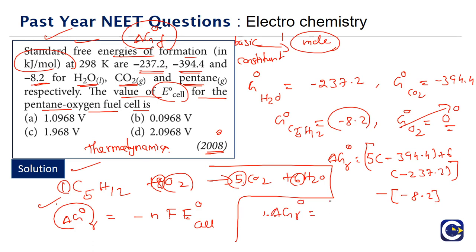del G naught value will be equal to what? Minus 3387. Unit will be what? Kilojoule per mole. What is the del G naught value? Minus 3387 kilojoule per mole.